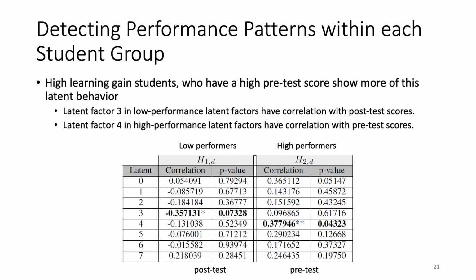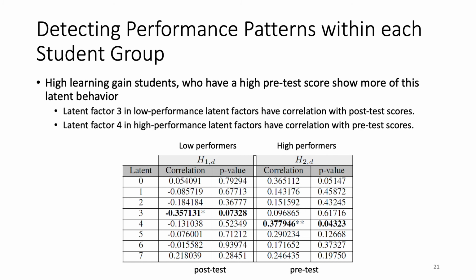The significant results are shown in this table. We can see that for low learning gain latent factors, latent factor number 3 has a slight but significant negative correlation with students' post-test score. This means that low learning gain students who have a high post-test score show less of this latent behavior compared to the ones that have a low post-test score.